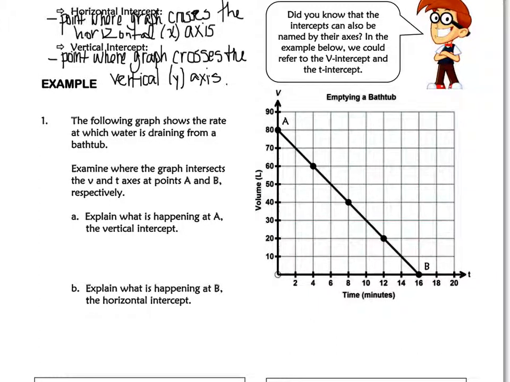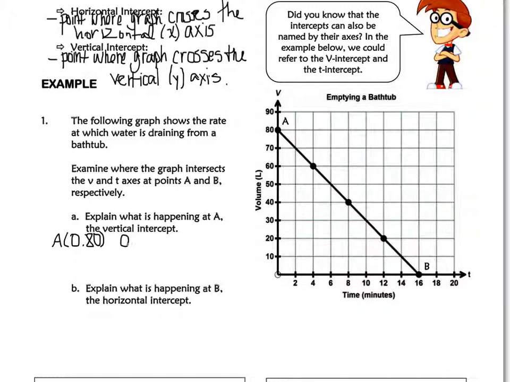The first question is to examine where the graph intersects the V and T axes at points A and B respectively. In this case, the y-axis is labeled V for volume, and the x-axis is labeled t for time. When we're asked to explain what's happening at A and B, A is the vertical intercept. In terms of what's happening there, the best thing to do is look at the coordinates for A. A has coordinates of 0 for the t coordinate and 80 for the v coordinate.